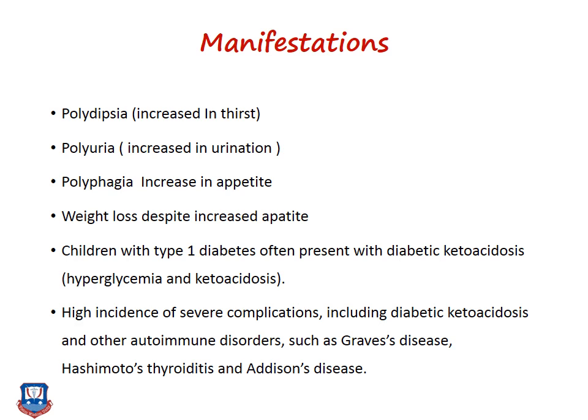Children with type 1 diabetes often present with diabetic ketoacidosis, that is hyperglycemia associated with ketoacidosis. There is a high incidence of severe complications, including diabetic ketoacidosis, and other autoimmune diseases such as Graves' disease, Hashimoto's thyroiditis and Addison's disease. So the severe complications can lead to Graves' disease, Hashimoto's disease or Addison's disease.